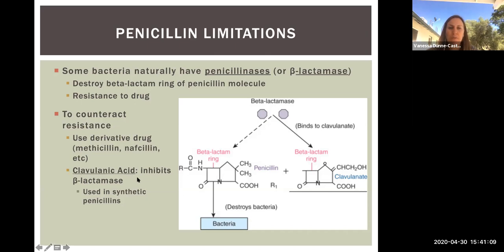So clavulanic acid is what you might see as a co-administered molecule in addition to penicillin, or even in addition to the derivative drugs like methicillin or any of the -cillin families, because as you saw, they have the same core structure, so the beta-lactamase enzyme can deactivate those ones as well.